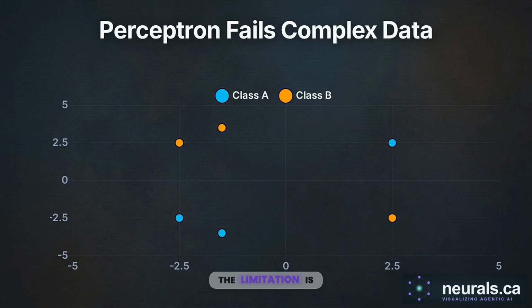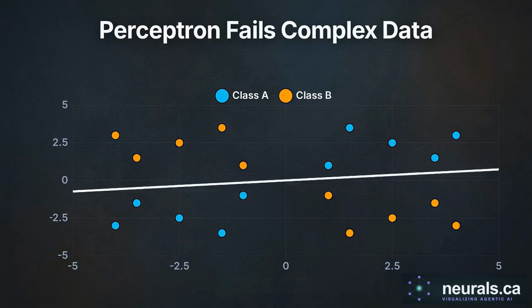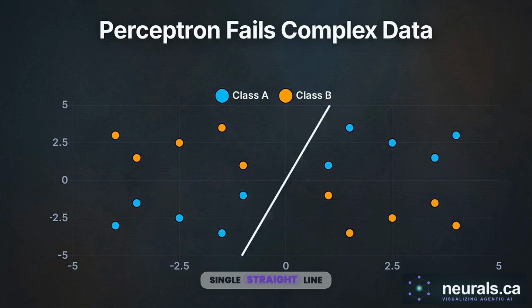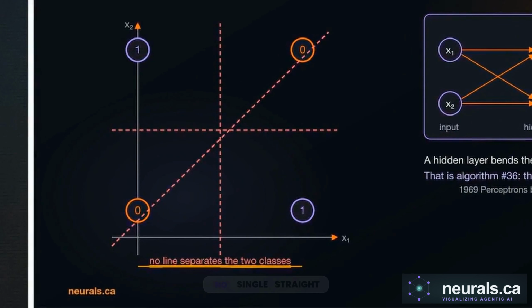The limitation is right there in the requirement. Real-world data often refuses to be neatly split by a single straight line. Look at the left of this graph illustrating the XOR problem. The output is true only when inputs differ. Mapped on a 2D plane, they sit in a checkerboard pattern. This layout creates a geometric impossibility. No single straight line can cleanly separate them.